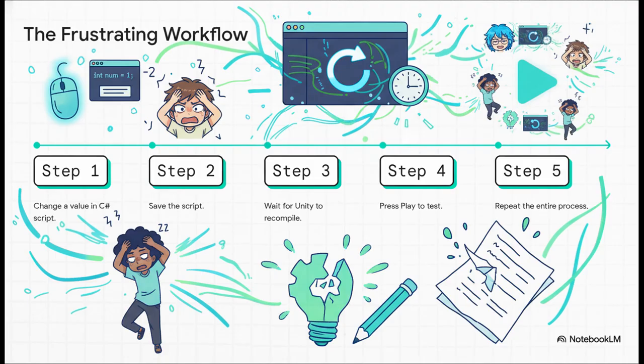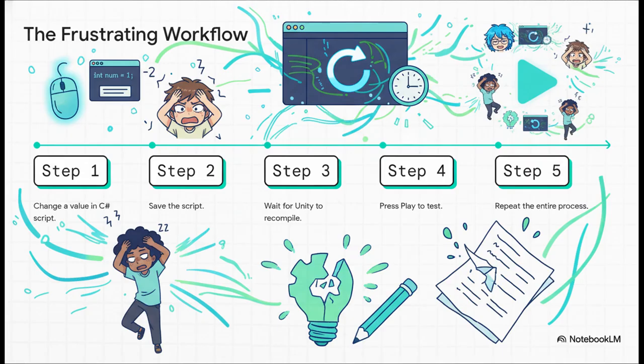Let's just walk through it one more time. Step 1, you make one tiny change in your C# script. Maybe you're tweaking jump height or enemy health. Step 2, you hit save. Just a reflex, right? But then comes step 3. The wait. You're staring at Unity, watching that little progress bar, and your entire train of thought just grinds to a halt. All you wanted to know was if a jump height of 3.5 felt better than 3.4.